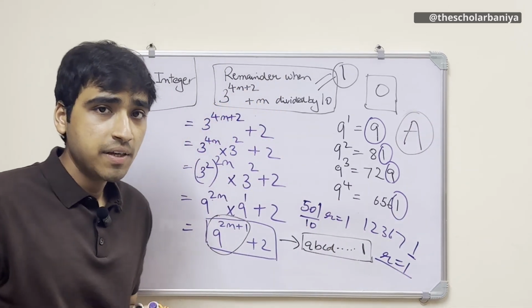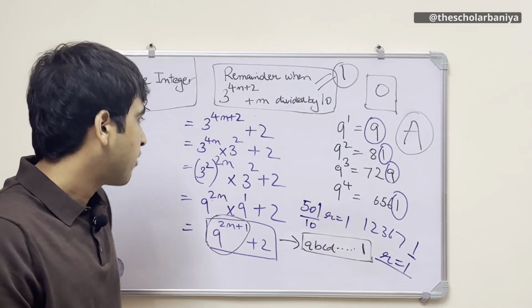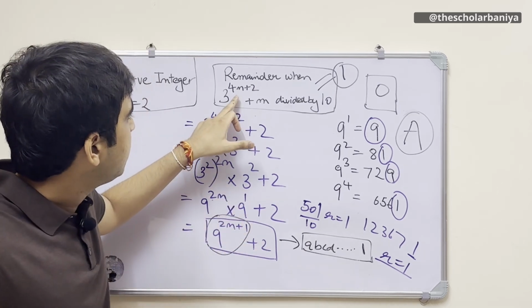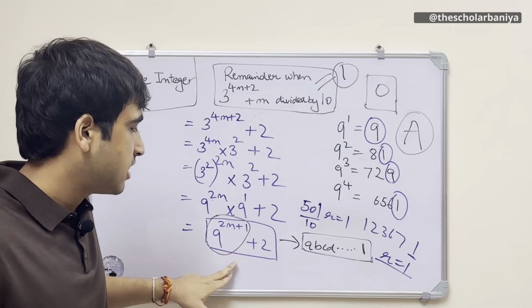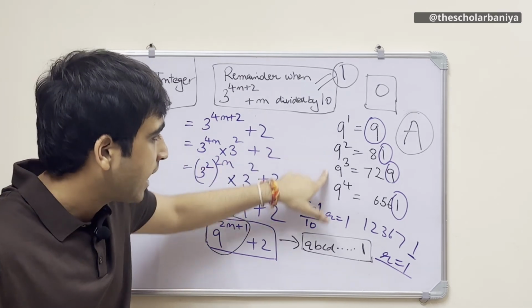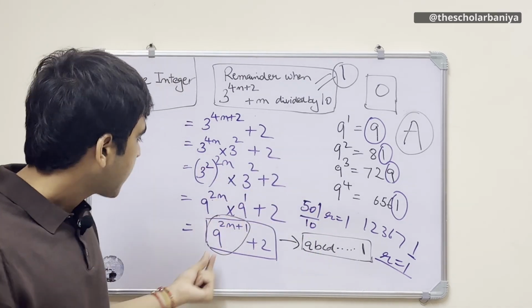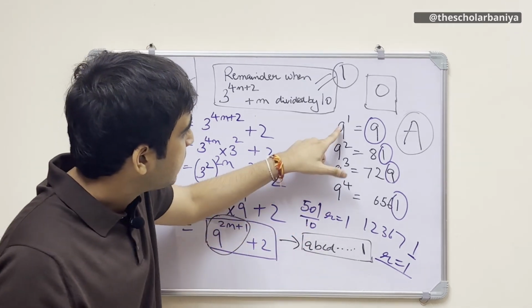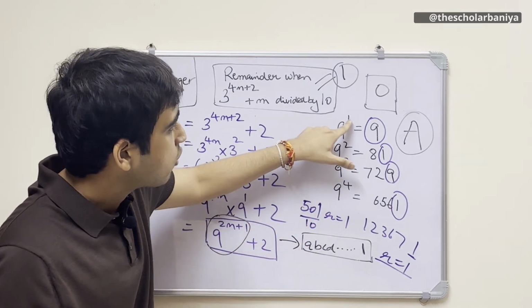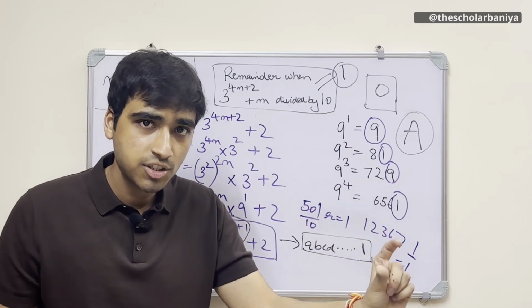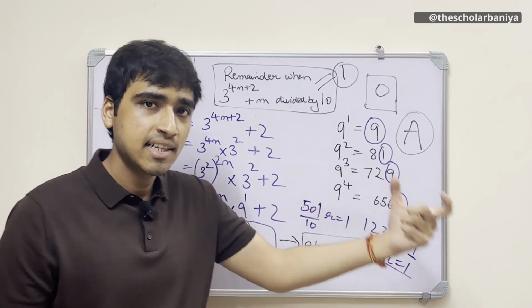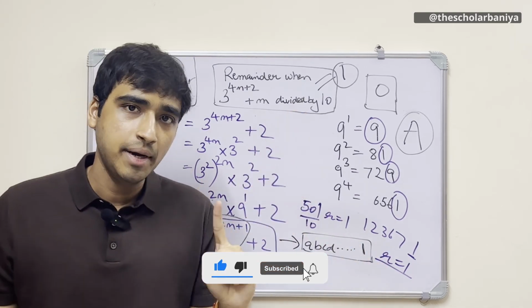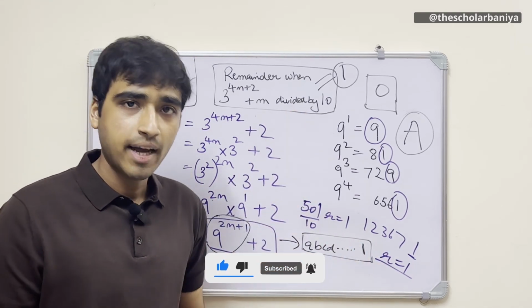So I hope this should be clear, not a difficult question. You just have to understand once and then you'll be able to do it very easily. So what we did was that we firstly converted this number into this number, and then we tried to understand the pattern, okay? And then we know that 2n plus 1 will always be odd. So that means for any power which is odd, we always get 9 as the unit digit. Now if we add 2, we will get 1 as the unit digit. And if we have 1 as the unit digit and we divide by 10, we will get 1 as the remainder. So the answer is A. I hope this should be clear.